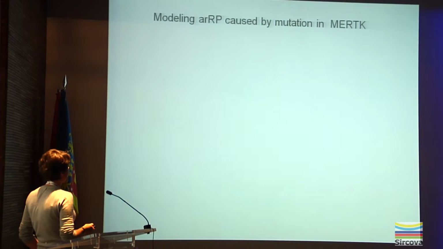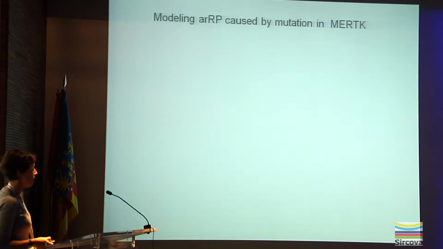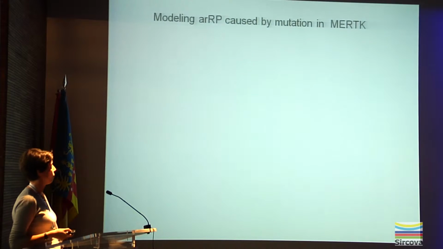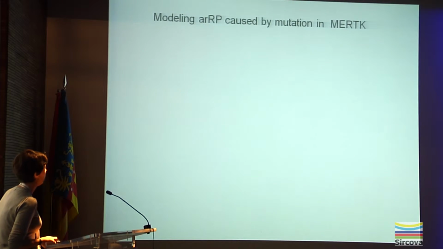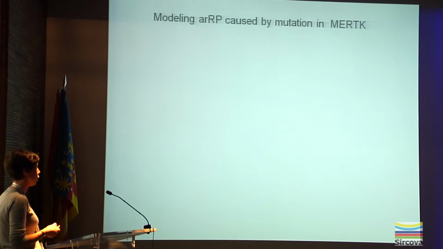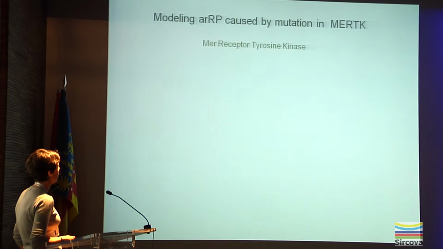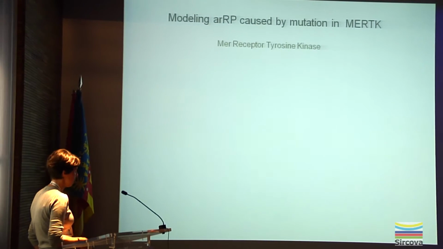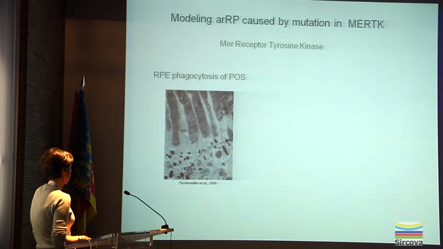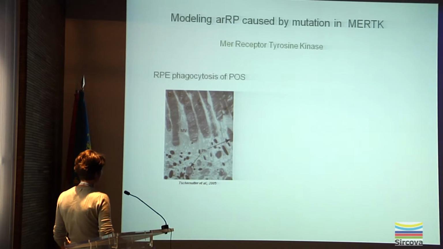We are collaborating with Dr. Carmen Ayuso in Fundación Jiménez Díaz in Madrid, and we obtained several biopsies from several patients affected with retinitis pigmentosa. One of the patients that we got was genotyped with mutations in the MERTK gene. This gene codes for the MER receptor tyrosine kinase, and we know that this tyrosine kinase is involved in the process of phagocytosis. Phagocytosis is a daily process performed by RPE cells.